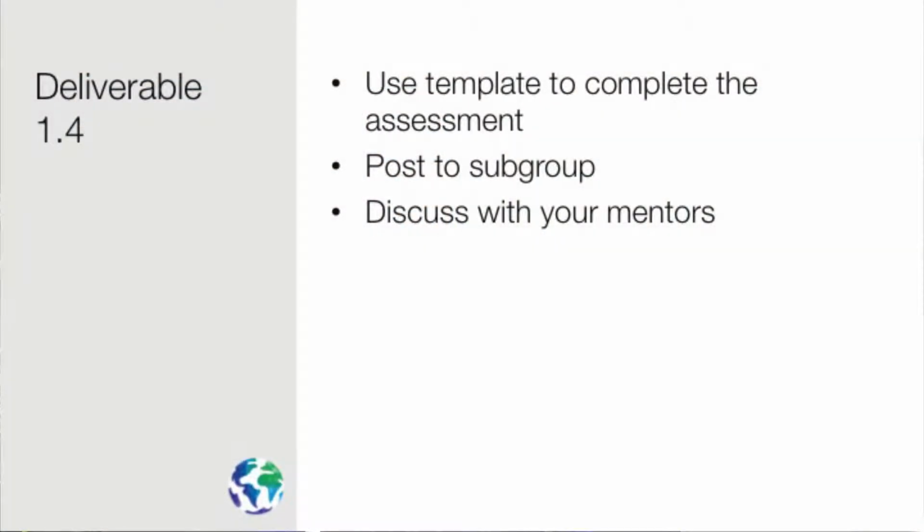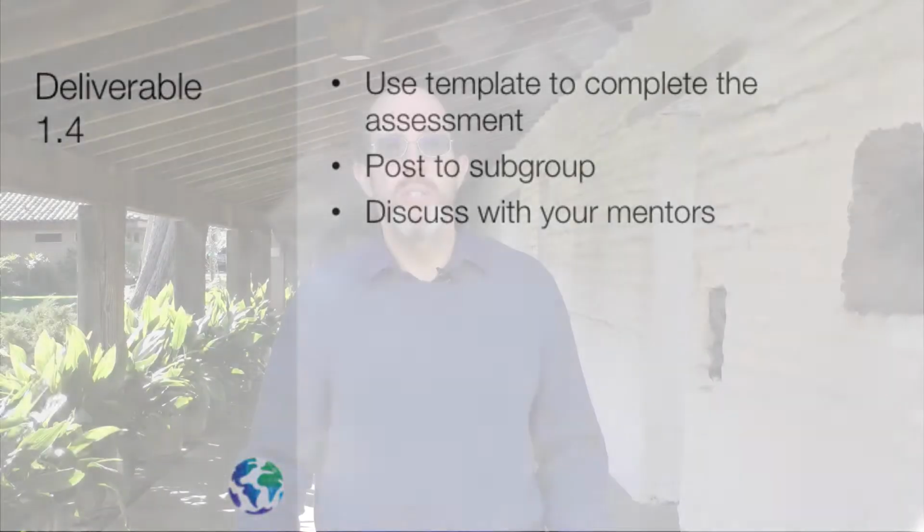So in summary, Deliverable 1.4 is pretty straightforward. You'll download the template for the self-assessment, complete it based on what you know and see about your business at this time, and post it back up to the group site subgroup, and then discuss it with your mentors to address their questions, get their feedback, and to begin to think through those strategic initiatives.